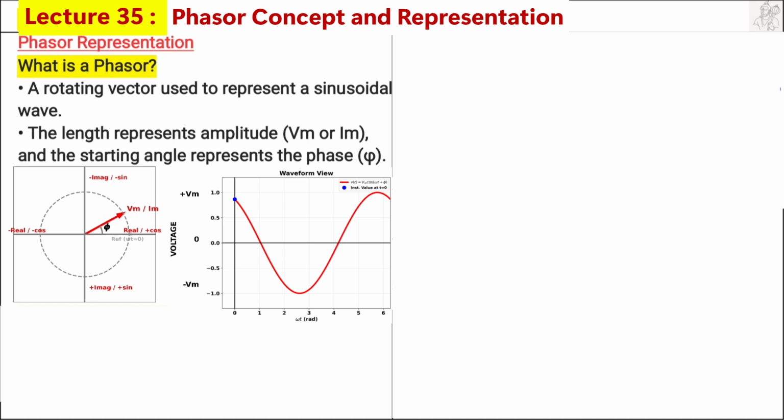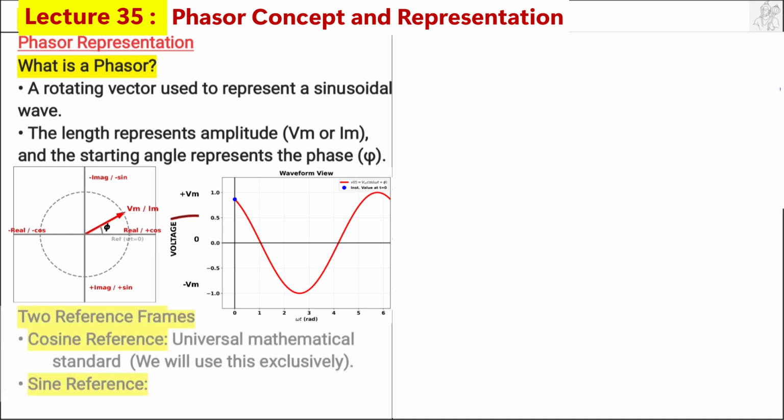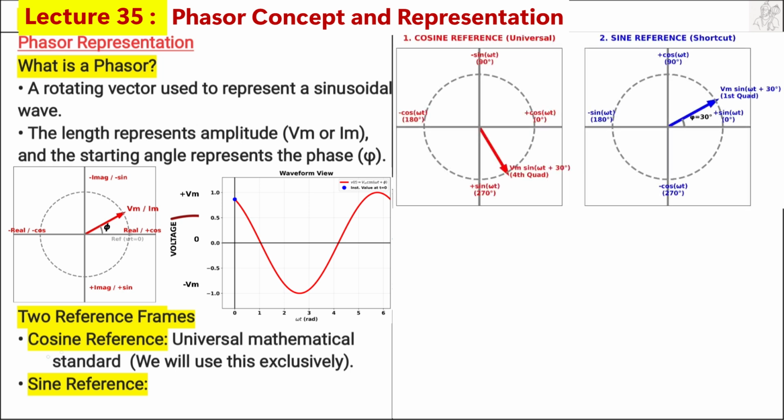reference. Now before understanding how this wave can be represented by this rotating vector, we have to understand two reference frames used in the phasor representation. The first reference is cosine reference, which is the universal mathematical standard, and from now on we will be using it exclusively. And the second reference is sine reference.